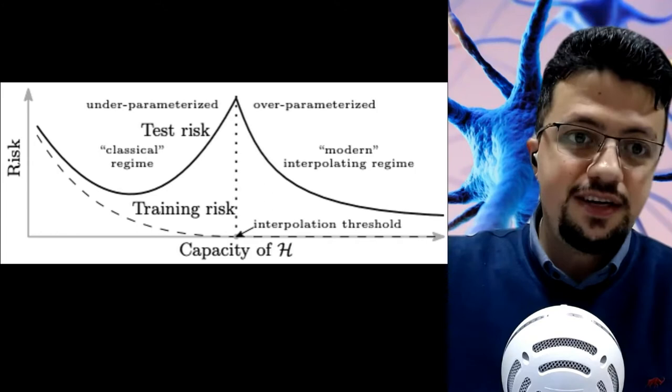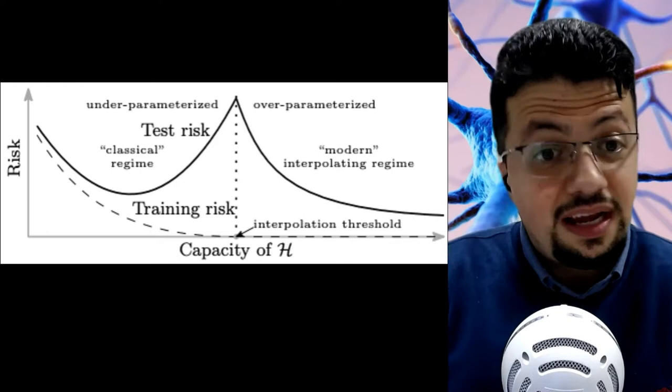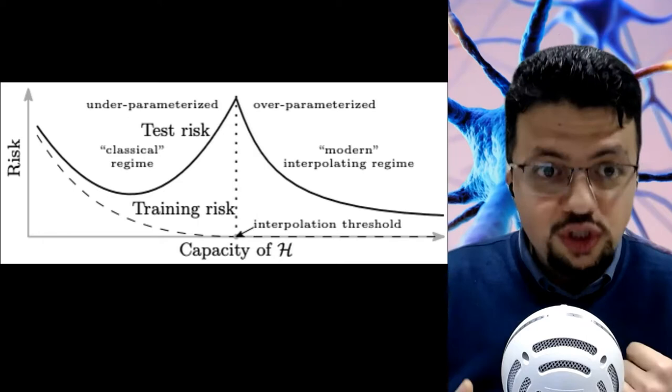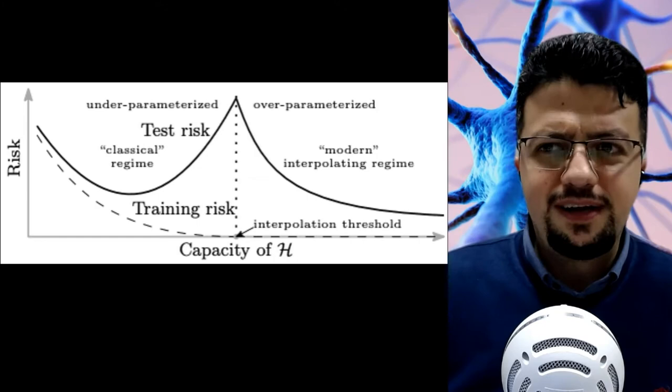So they've called this double descent. The double descent always happened based on their experience. They used it with decision trees, with neural networks, and a couple more models. I don't remember exactly what they were.